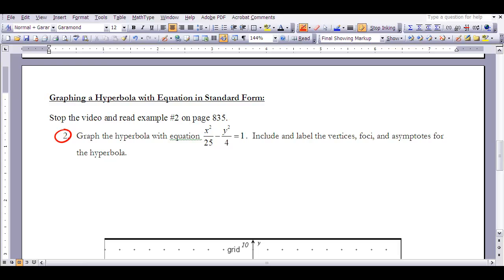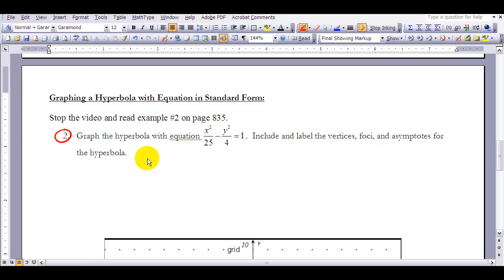Graphing this hyperbola. It says graph the hyperbola with the equation x squared over 25 minus y squared over 4 equals 1. Include and label vertices, foci, asymptotes for the hyperbola. Well, I'm going to start with the asymptotes. The asymptotes gives me kind of a good shape of what that graph's going to look like.